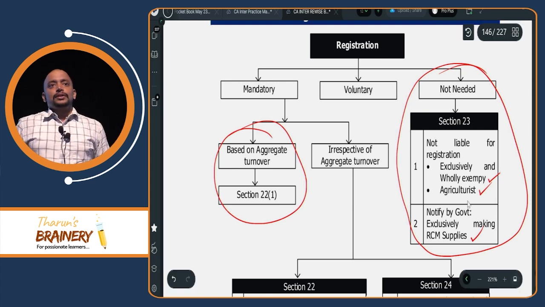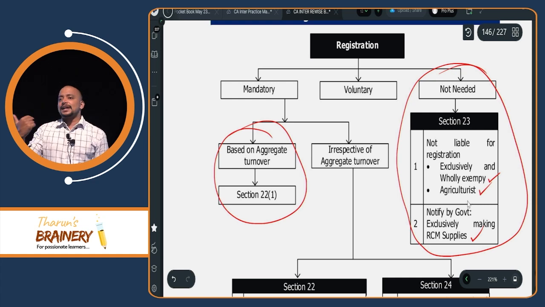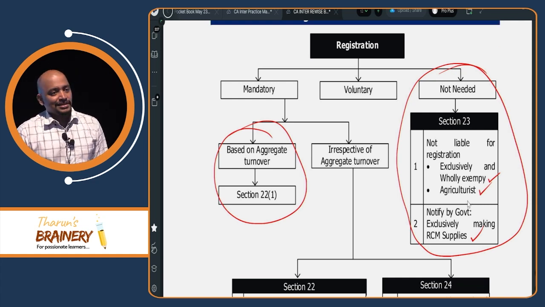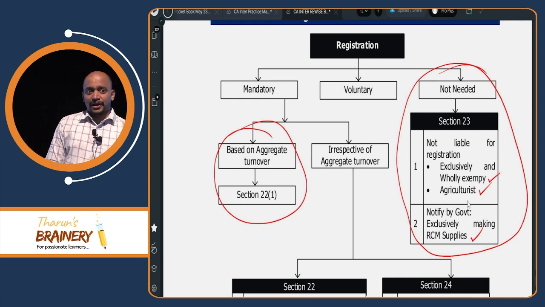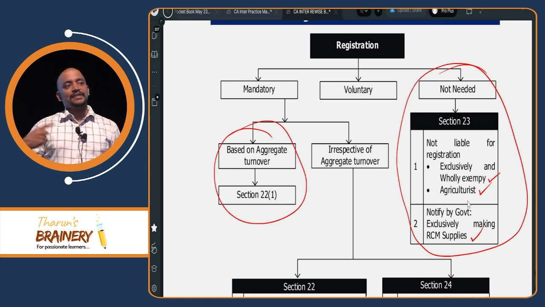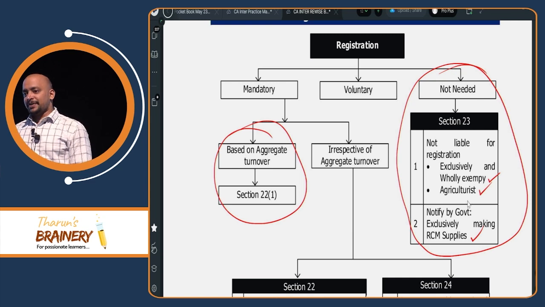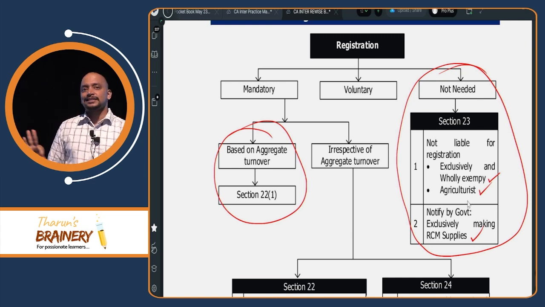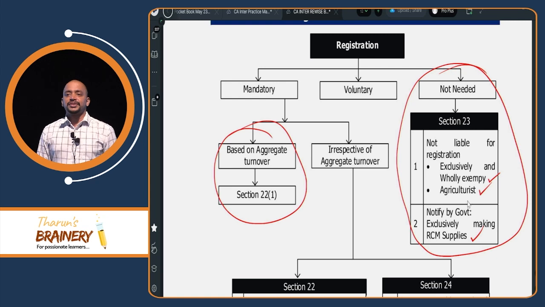Then, advocates, outward supply is always covered under RCM, correct? So whether an advocate is required to get registered? No. Because if a person's outward supply is exclusively covered under RCM, they are exempted from registration. So tell me what are the 3 cases where a person is exempted from registration? Come on.